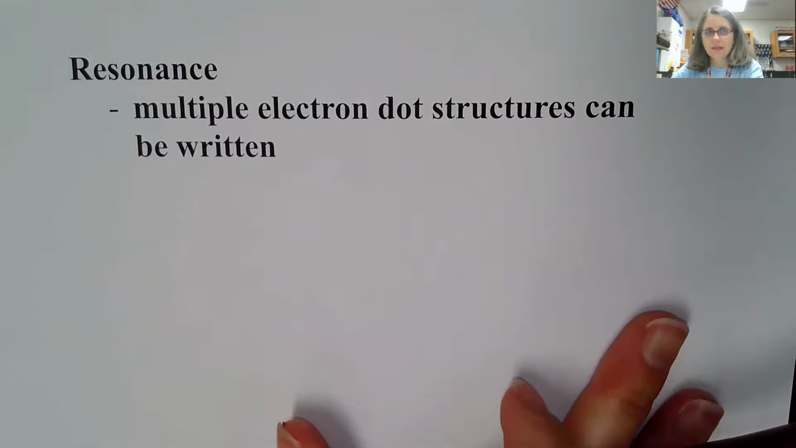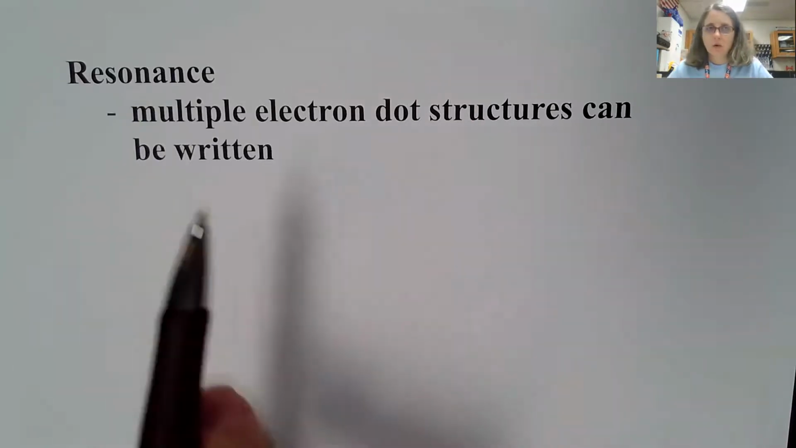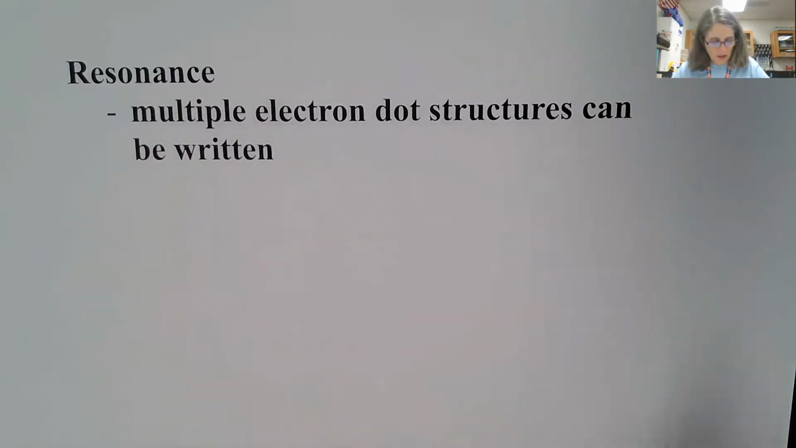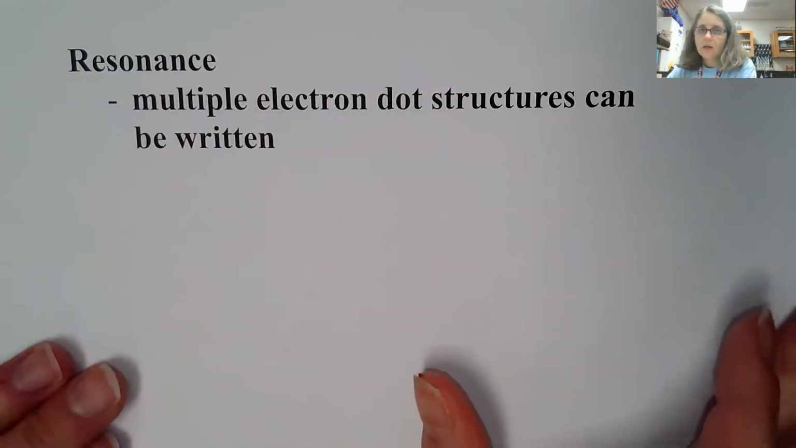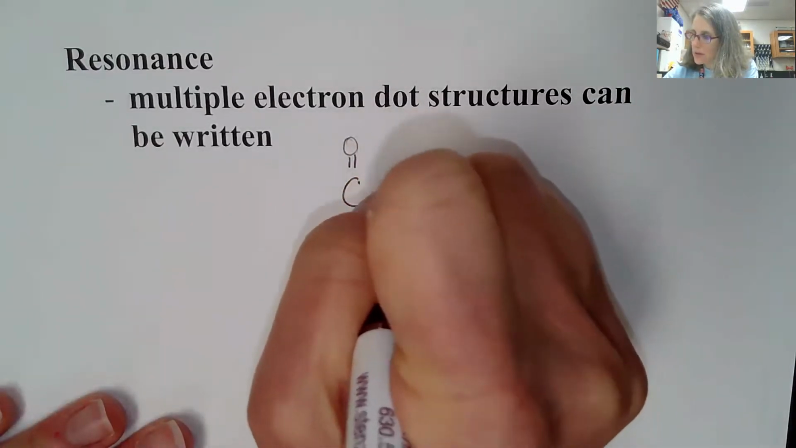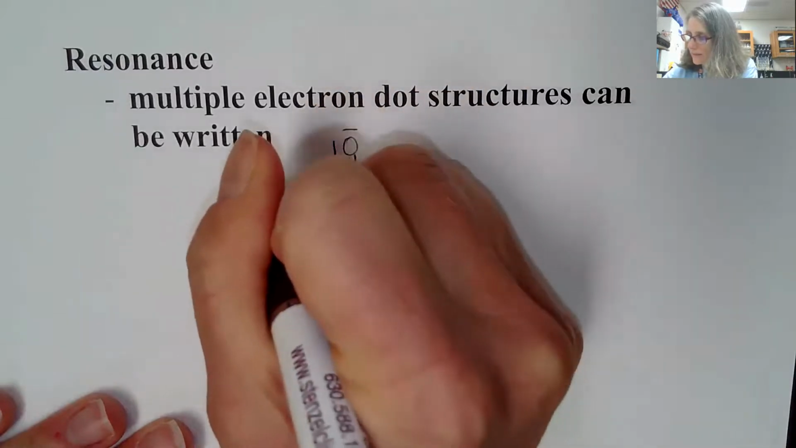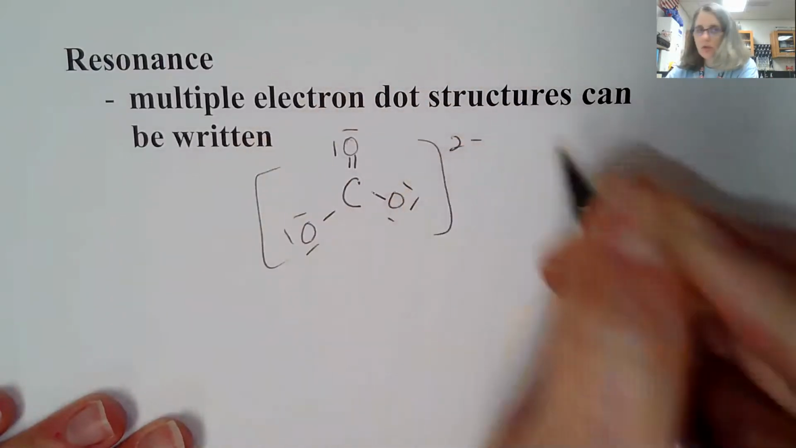Resonance occurs when you can have multiple electron dot structures. In reality, the electron is actually in all 3 locations. We're not going to go there in this class, but that's what we talk about later on if you take chemistry again. So resonance means there are multiple electron dot structures that can be drawn. So instead of drawing everything out, what you're going to do is put the double bond in one of the locations. Make sure you draw it correctly with brackets around it and a 2 minus.